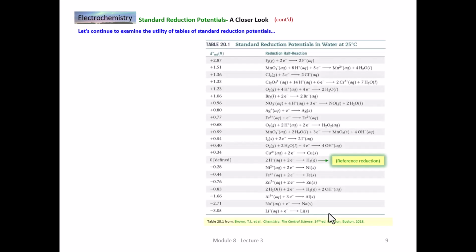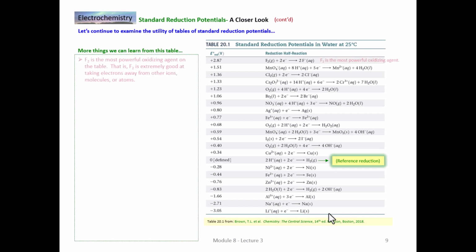Well, let's continue to look at information we can get from this table. First of all, we can say that fluorine gas is the most powerful oxidizing agent listed on this table. That is, fluorine is extremely good at taking electrons away from other ions, molecules, or atoms because the reduction of fluorine to fluoride is so favorable by plus 2.87 volts, which is quite high on this table. In fact, on this table, it's the highest standard reduction potential.